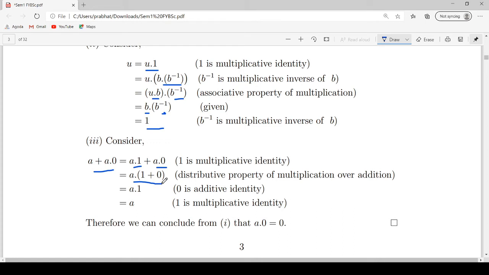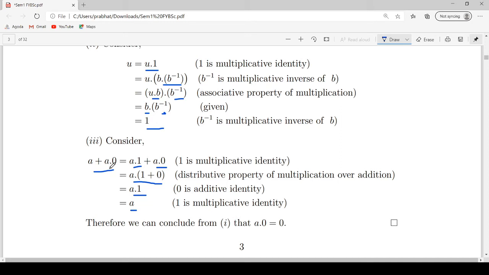But 1 plus 0 is same as 1 because 0 is additive identity. So this is equal to a dot 1. Now 1 is multiplicative identity. So I can write this a dot 1 as a. So what I have got, a plus a dot 0 is equal to a.